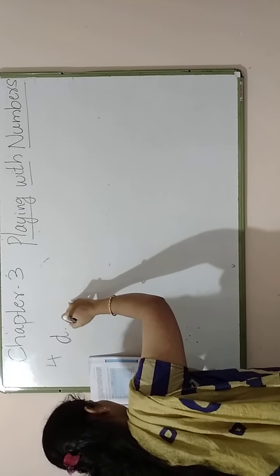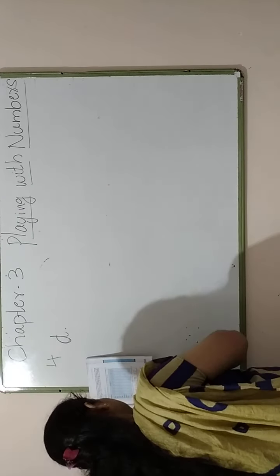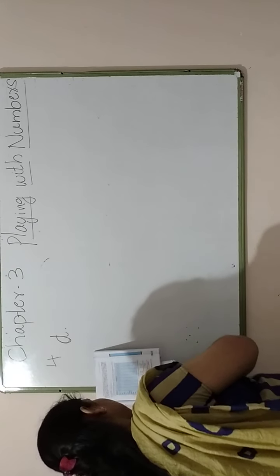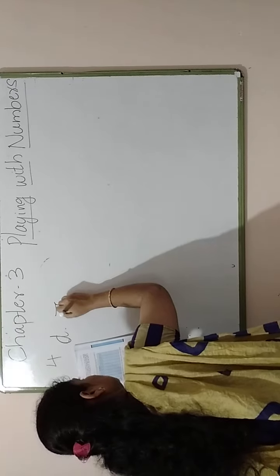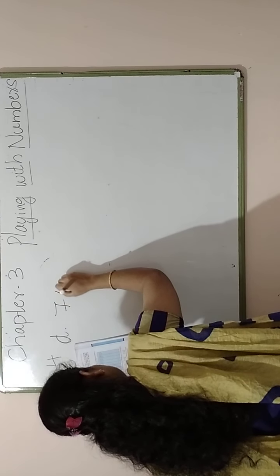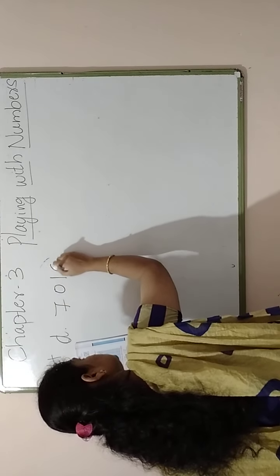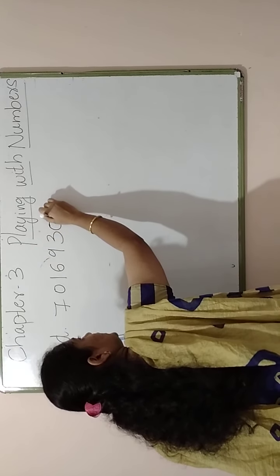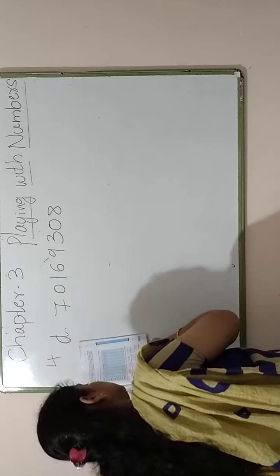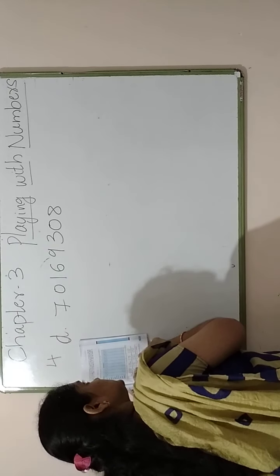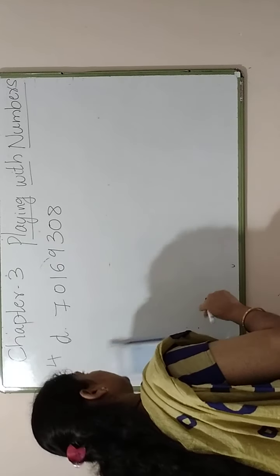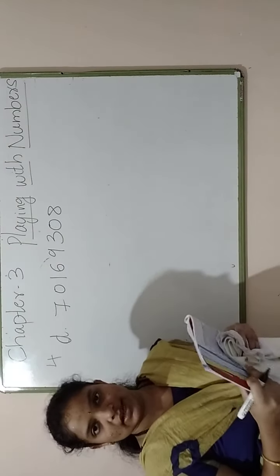D, that is 7016 9308. Okay, so we have to check this one, 70169308. So now we want to find out whether this number is divisible by 11 or not.